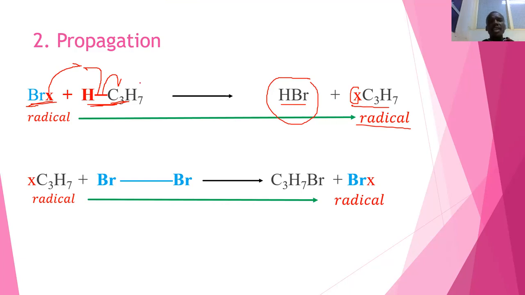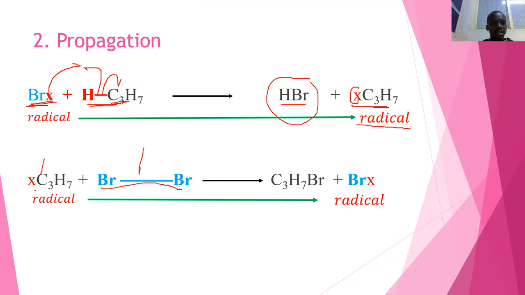So to be that, alkanes must react with a radical. Here you can see it is reacting with this radical. Then whatever we have gotten here now reacts with the bromine atom. This one is a radical and this one is a radical. For those reactions to take place, there must be a radical and a radical.